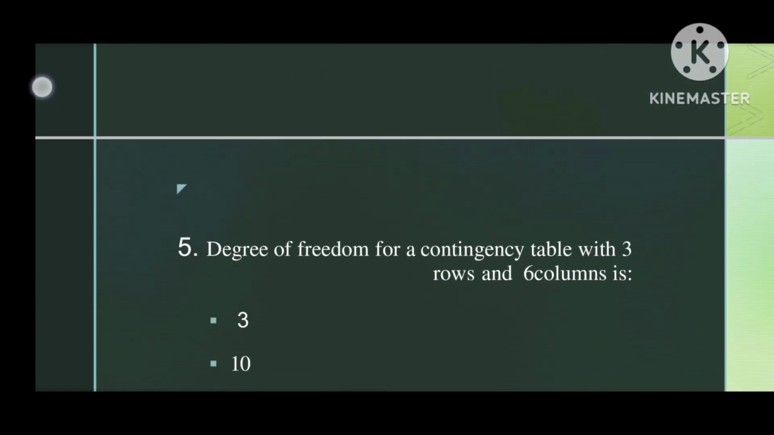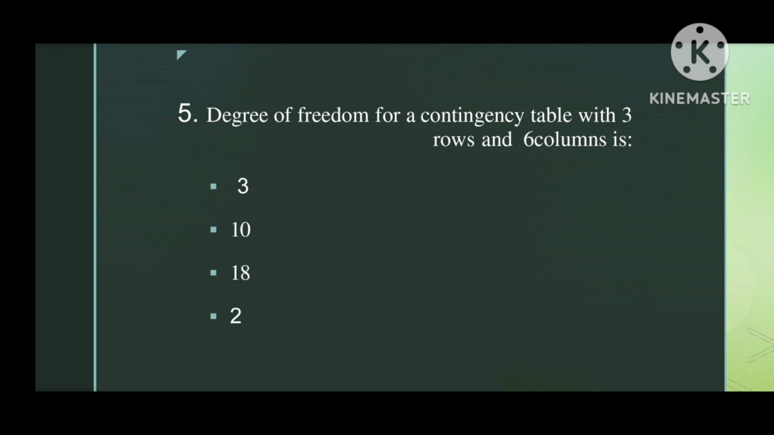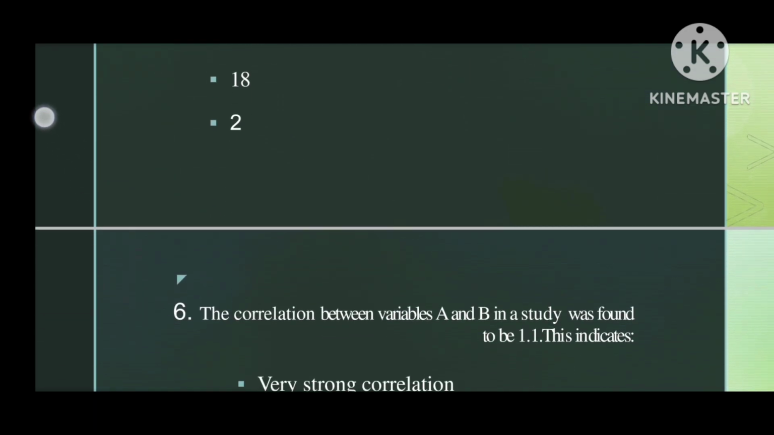Okay. Now let's move on to the fifth question, that is degree of freedom for a contingency table with 3 rows and 6 columns is. Whenever a question of degree of freedom in a contingency table is asked, the equation you must remember is degree of freedom is equal to (r minus 1) into (c minus 1), where r is the number of rows and c is the number of columns. So given there are 3 rows and 6 columns, it will become (3 minus 1) into (6 minus 1), that is 2 into 5, that is 10.